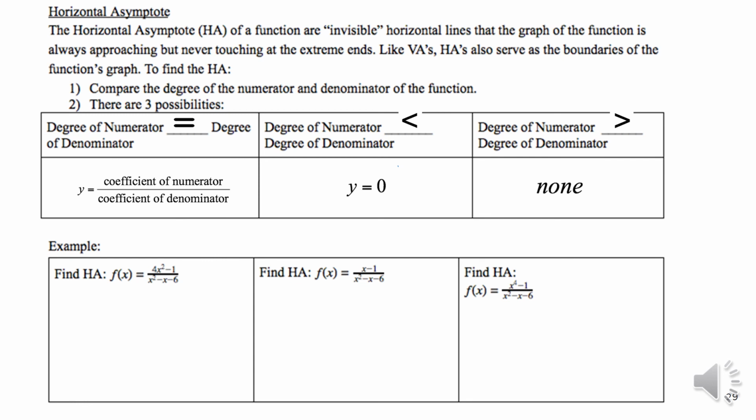In the bottom left example, both the numerator and denominator have a degree of 2. Therefore, we need to then look at their coefficients. 4 over 1 simplifies to just 4, so our horizontal asymptote is at y equals 4. In the middle example, the degree in the denominator is larger than the degree in the numerator, therefore our horizontal asymptote is at 0. And in the rightmost example, the numerator has a degree of 4, the denominator has a degree of 2, therefore there is no horizontal asymptote.